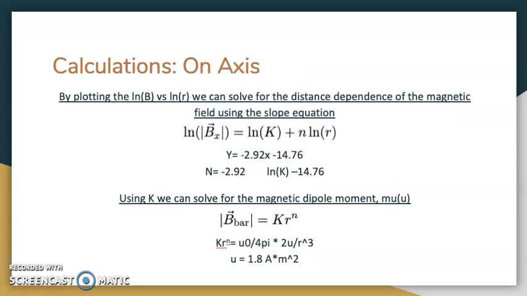In order to do the calculations for the on-axis field, I began by using the plot of the natural log of Bx versus the natural log of R in order to solve for the distance dependence of the magnetic field by utilizing the slope equation. From this equation, I could find that my n was equal to negative 2.92. I was then able to use the natural log of k in order to solve for the magnetic dipole moment by using the relationship that the B of the bar equals k R raised to n. From this, I found that my magnetic dipole moment, mu, was equal to 1.8 amperes times meter squared.